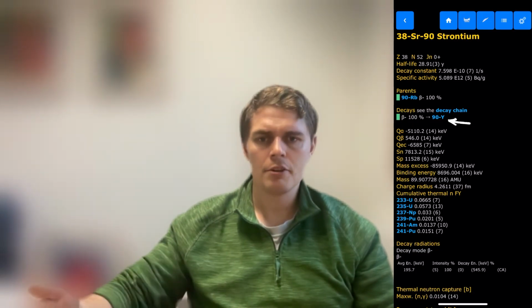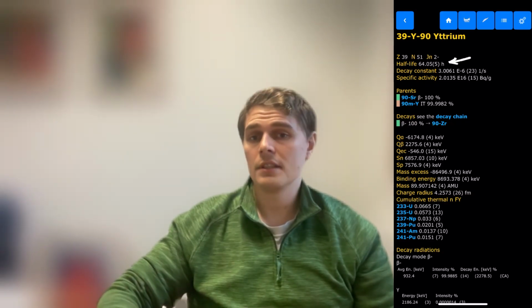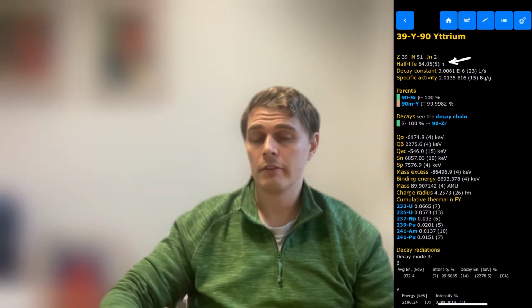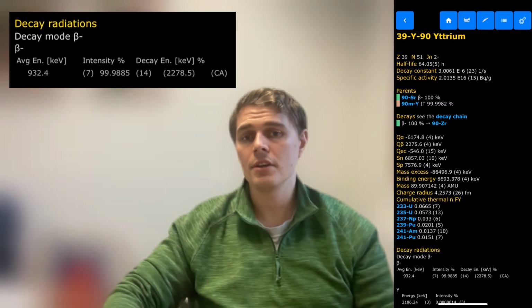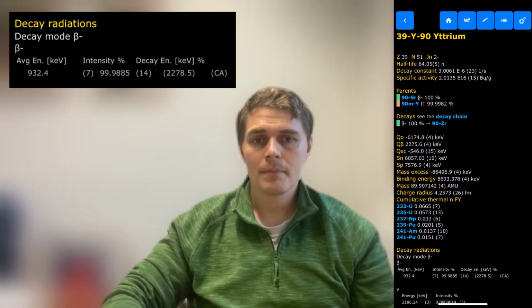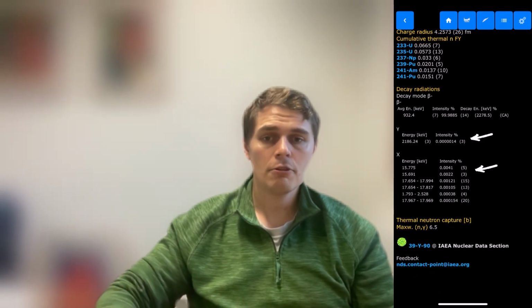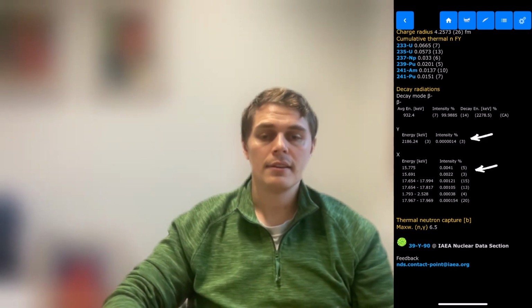So we can click on yttrium-90 here, and we can see that it has a much shorter half-life of 64 hours, which could be very useful information if you are working with strontium-90. It also decays by beta emission to zirconium-90, except the beta particles in this situation have a much higher energy of 900 keV. Further below on this list, we can see there's also a gamma and X-ray emission, with their energies and intensities also given.